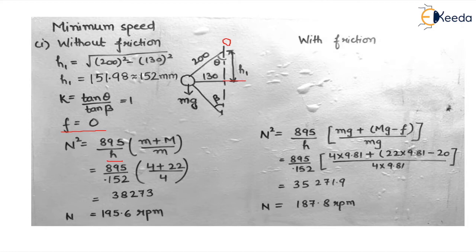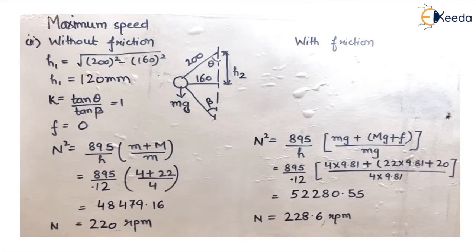You place the values, all the data is given. H we have already calculated, and you get the value of N for the minimum speed. Now similarly, we solve it for the maximum speed condition. The length of the arm is 200 mm. The radius of rotation is 160 mm. So we can calculate h2 by using the Pythagoras theorem. Similarly, k is 1 in this case also. Force of friction is also 0. You put the values and do not forget to convert this into meters, and you get the answer for speed without friction.